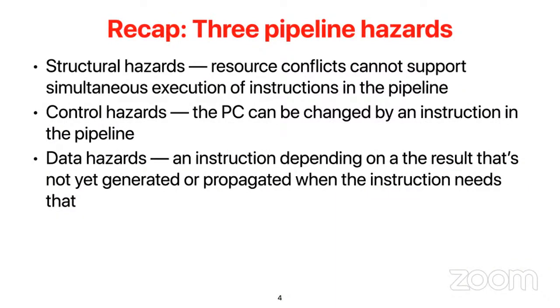However, most of the time we are not going to have such a good outcome, because we have three different types of hazards: structural hazards, control hazards, and data hazards. A structural hazard means that we have resource conflicts among instructions. A control hazard arises because there are branches, function calls, and sometimes exceptions, so the PC can be changed at any time by an instruction during the pipeline. A data hazard means that your instruction may depend on the result of another instruction that hasn't yet been generated by or propagated to the current instruction.